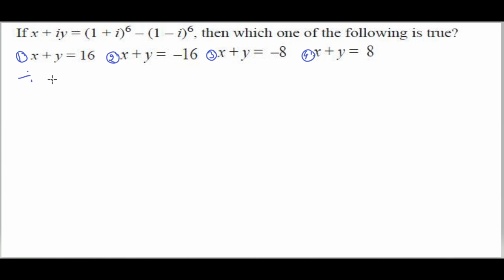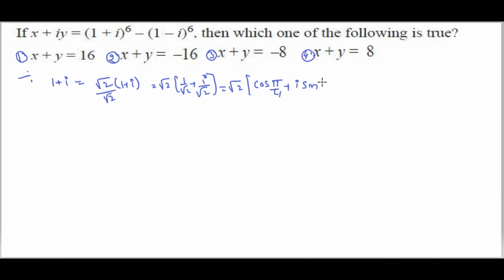First we find the value of 1 plus i. Multiplying and dividing 1 plus i by root 2, that is equal to root 2 into (1 by root 2 plus i by root 2), that is equal to root 2 into (cos pi by 4 plus i sin pi by 4), since 1 by root 2 means cos 45.